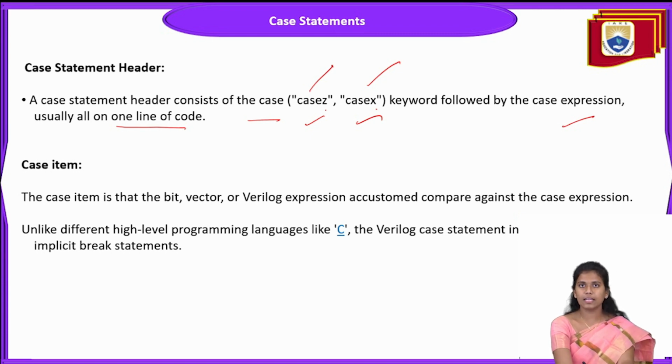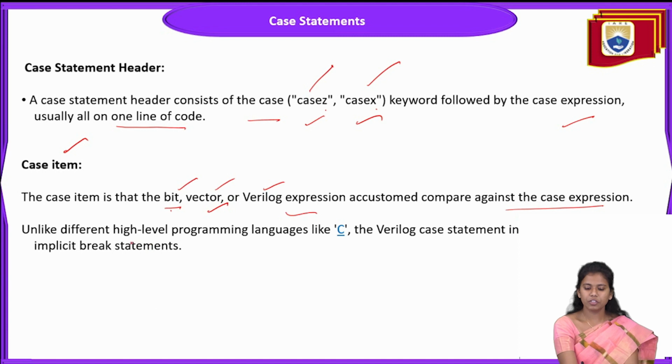And then comes the case item. So what is this case item? A case item is nothing but a bit, vector or Verilog expression used to compare against the case expression. So in order to compare the case expressions, we can select any kind of item, that is a bit, vector or Verilog expression.